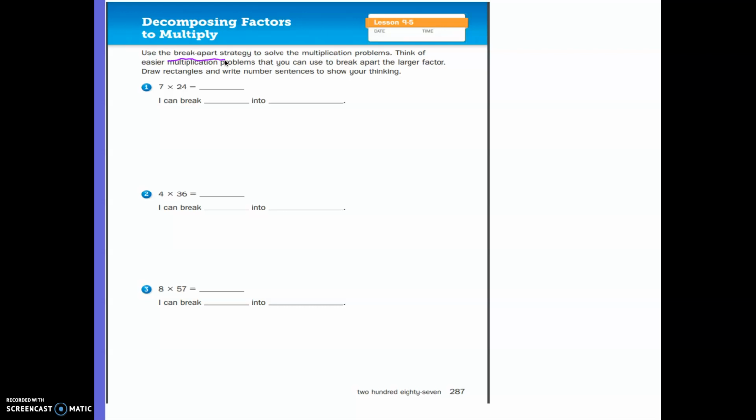So if I think of 7 times 24, I don't want to break apart 7. That's not going to help me. I want to break apart the 2-digit number. So I'm going to break apart 24, and then I'm going to break it into 20 and 4. I can go ahead and make myself my rectangle. This is 7, and then I'm going to break this apart because it would be 24, but I'm going to break it apart into 20 and 4.